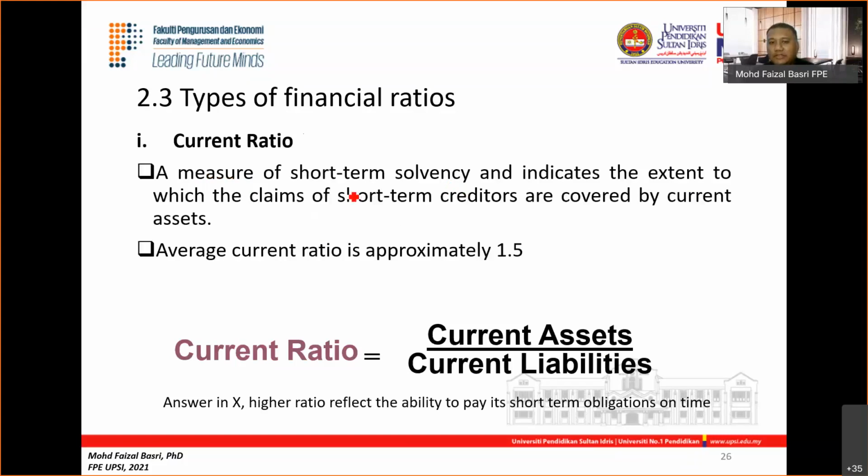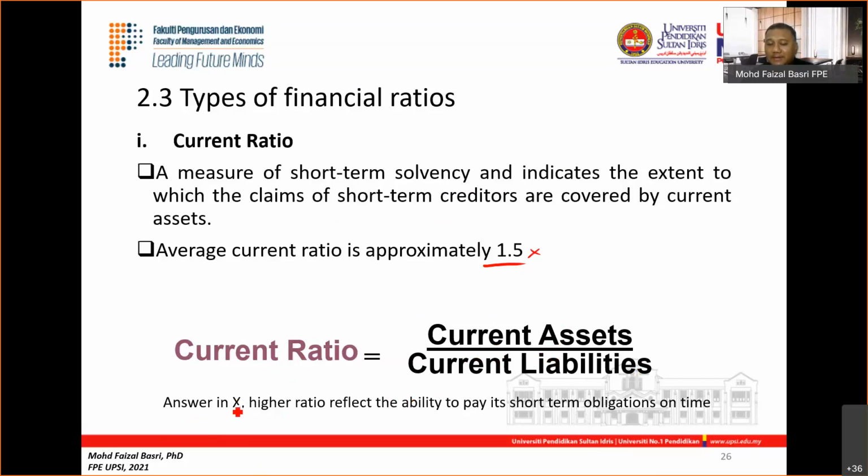So for the first one, current ratio. It measures the short-term solvency and indicates the extent to which claims of short-term creditors are covered by current assets. The average is about 1.5 times. For every ratio, there are two important pieces of information. This is the formula: current assets divided by current liabilities. And for every ratio, there's one statement at the bottom. This is the explanation of how to interpret the information.